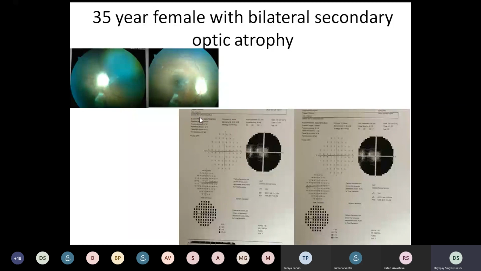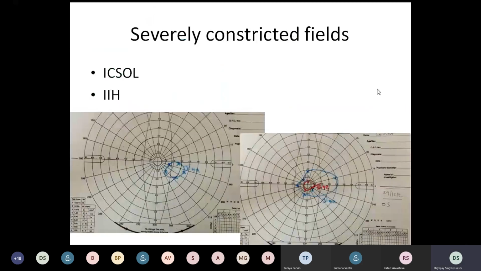We see this in papilledema, when there is edema of the disc for a long time. The fields that come along with this are highly constricted fields. You can see only the central island of field is left, the rest have become constricted. So constricted visual fields are seen in papilledema. The reason for papilledema could be IIH, idiopathic intracranial hypertension, as it was for this lady, or it could be a space-occupying lesion. So whenever you see a field defect like this, you need to investigate and do an MRI.